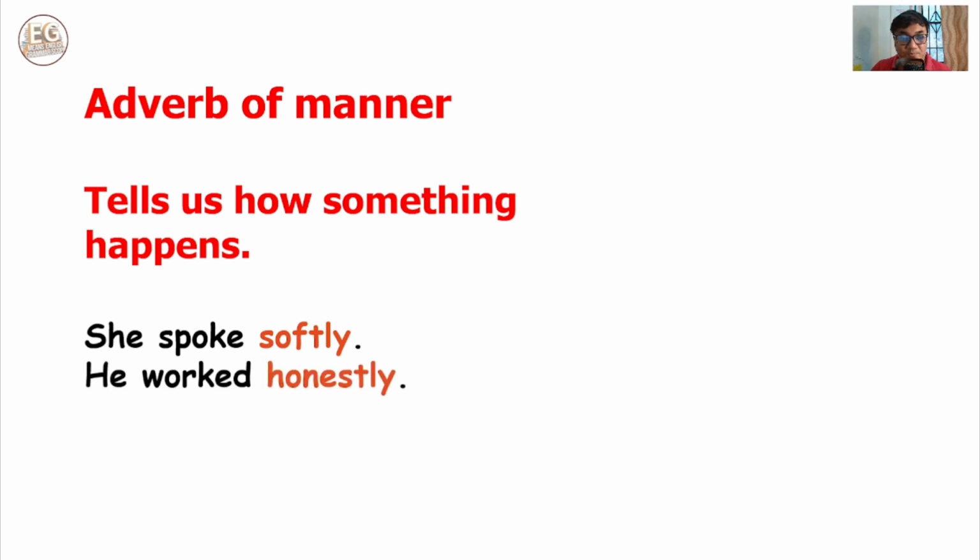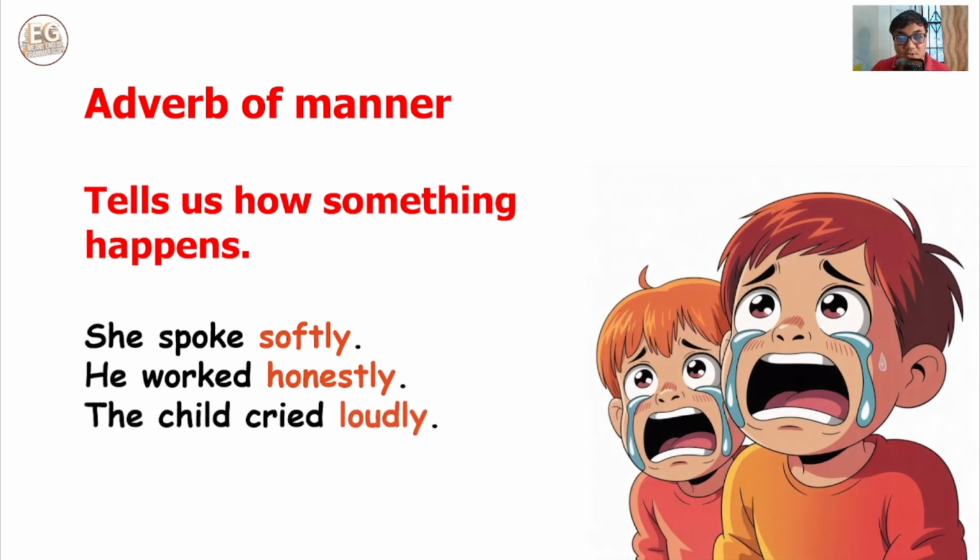Let us see another one. He worked honestly. Yes, he worked honestly. Let us see another one. The child cried loudly. Yes, the child cried loudly. So adverb of manner tells us how an action is performed. All right, it tells us how that verb happened.